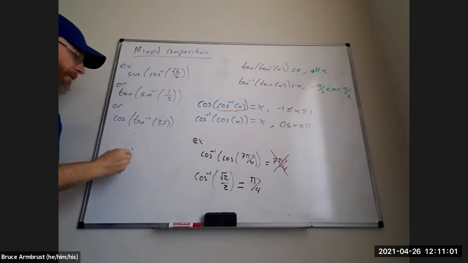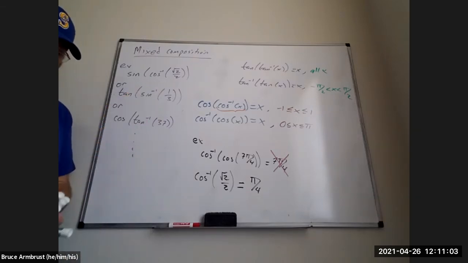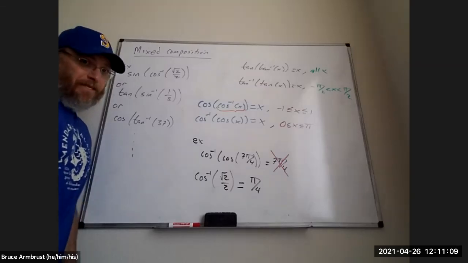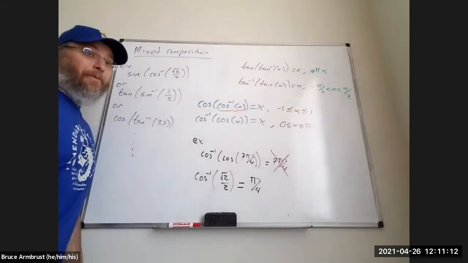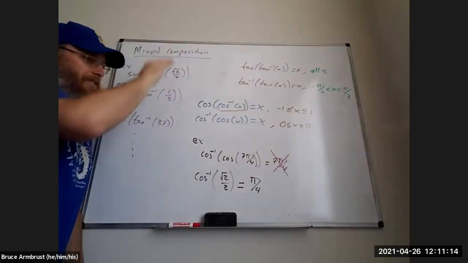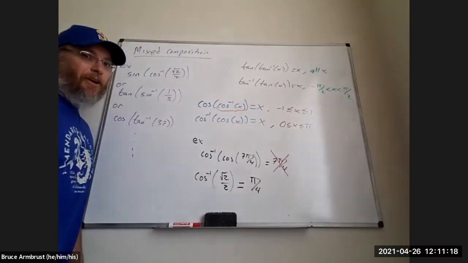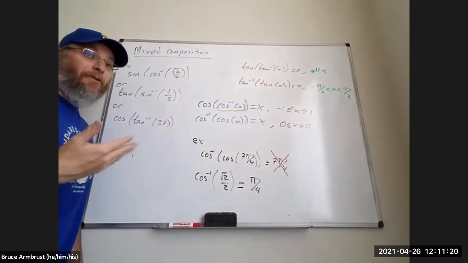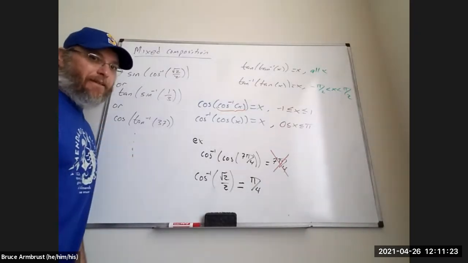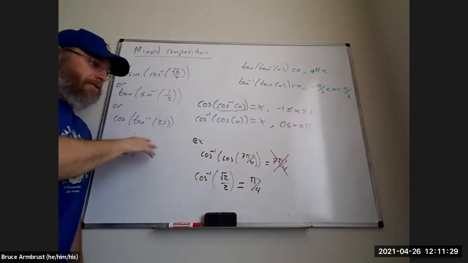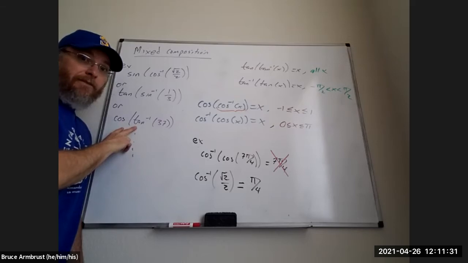Okay, so that's the kind of thing that I'm talking about. All right, now with mixed composition, those things just cancel each other out. Okay, I shouldn't say never. There are going to be times where the answer ends up being the same, but that's purely coincidental. Okay. But in general, these things don't just cancel each other out because they're different kinds of functions, right?